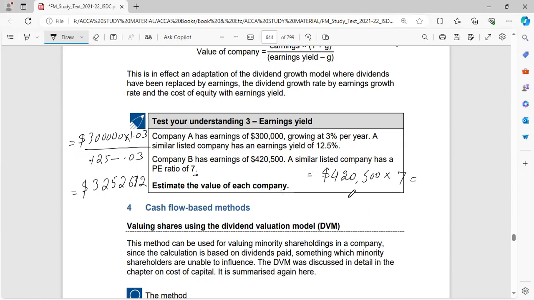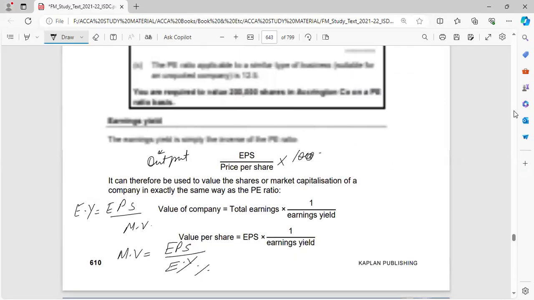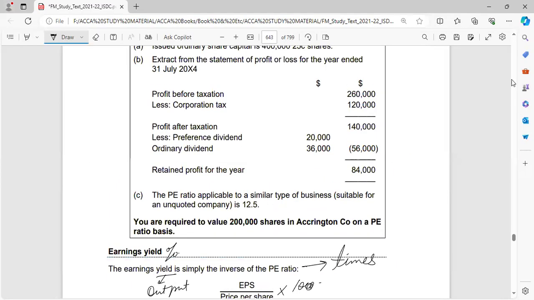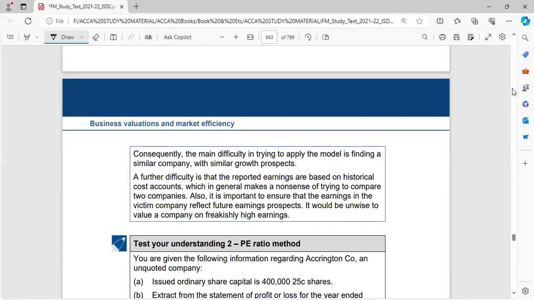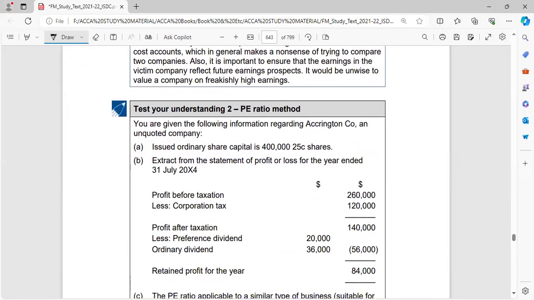the value of the company is 2,943,500. So these are the methods to calculate the value of the organization, or this is the answer. Let me check with this as well.